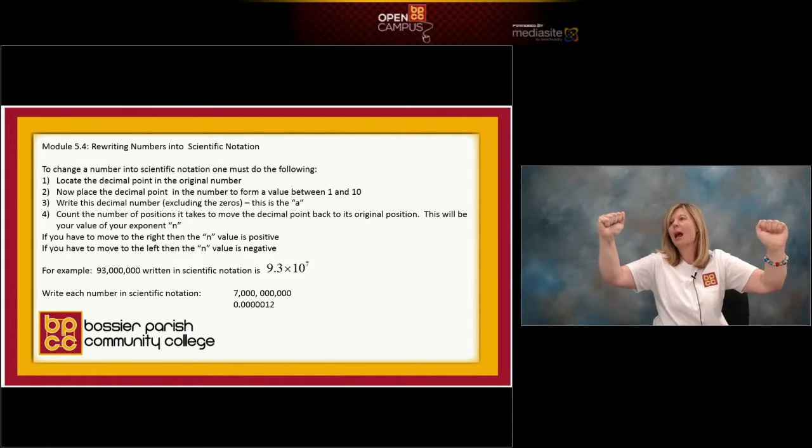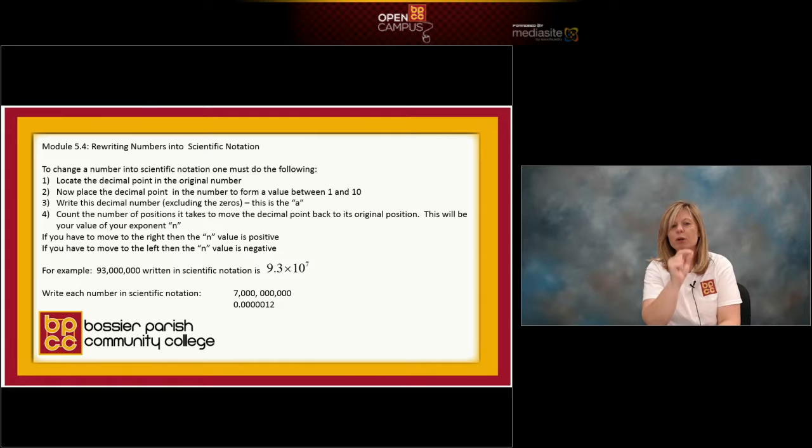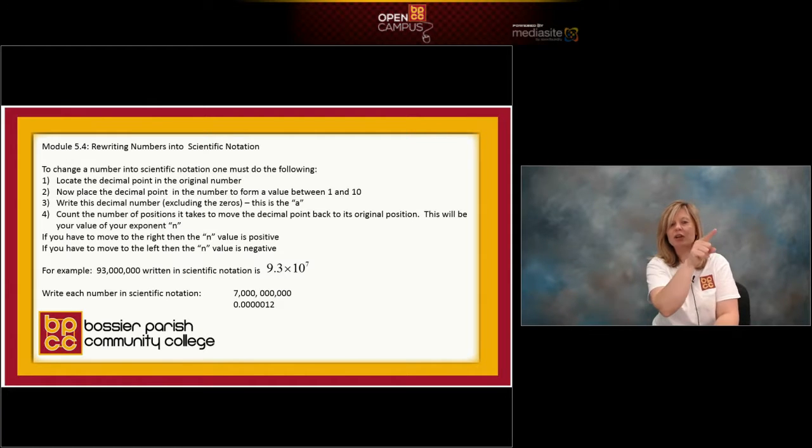So now we're going to physically count how many times it takes us to move it back to the original. Because we're going to be moving to the right, our exponent is going to be positive. If we were moving to the left, our exponent would be negative. So now just take your finger, put your finger where the decimal point is now between the 9 and the 3, and count your movements. 1, 2, 3, 4, 5, 6, 7. And that's where we get the exponent 7. So our number 93 million, written in scientific notation, would be 9 and 3/10 times 10 to the 7th power.